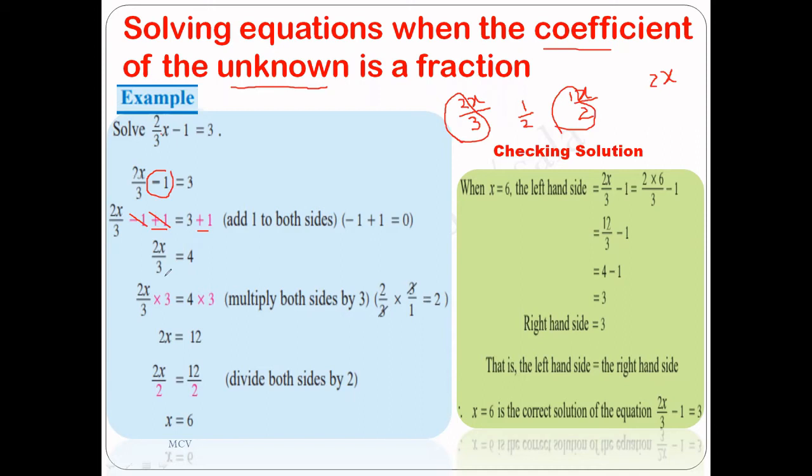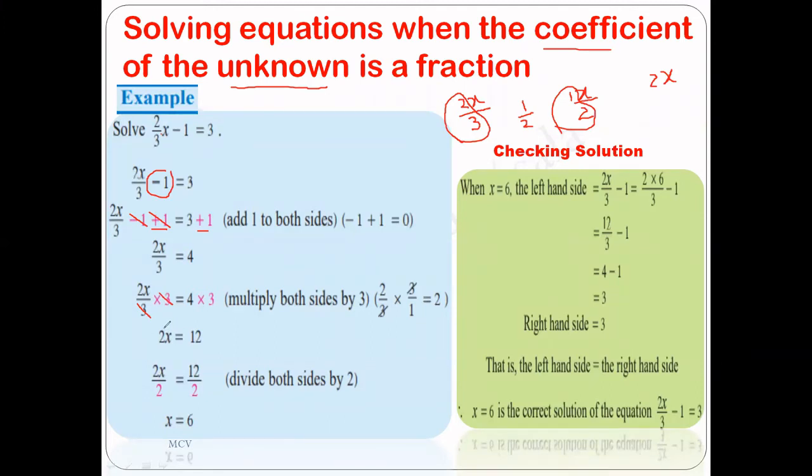So how to remove division by 3? You can remove division by 3 by multiplying by 3. So to remove this 3, multiply both sides by 3. Do the same mathematical operation to both left and right. Then we can keep the balance of the equation. Then you can cancel out this 3 with this 3. Then 2x remains in the left hand side. 4 multiplied by 3 is 12. Then 2x is 12.